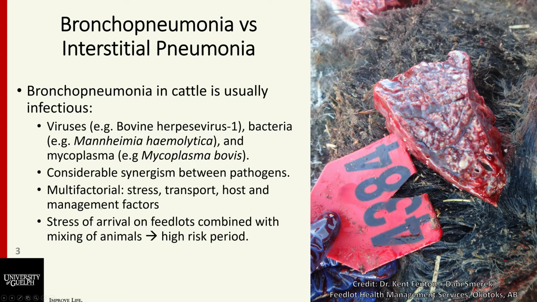And there's also significant interplay with the environment, such as stress of handling, management, and transport, which means that the first few days to weeks after arrival in a feedlot is the highest risk period for developing bronchopneumonia. It can be recognized grossly as usually dark red, firm lung, which has pus in the airways and either microabscesses or large abscesses throughout the lung tissue.